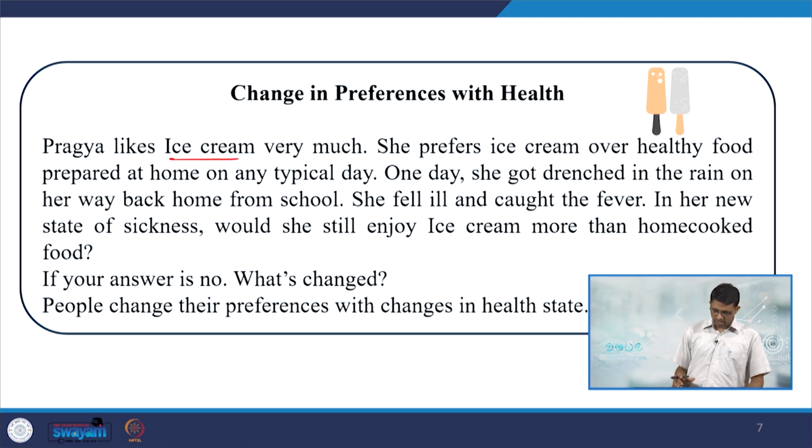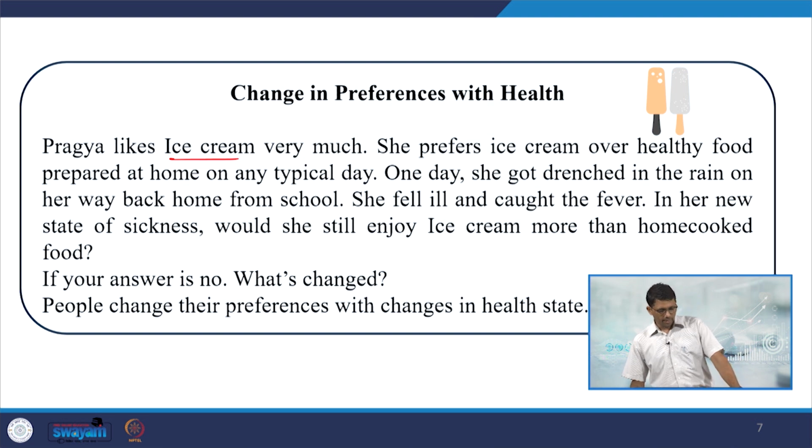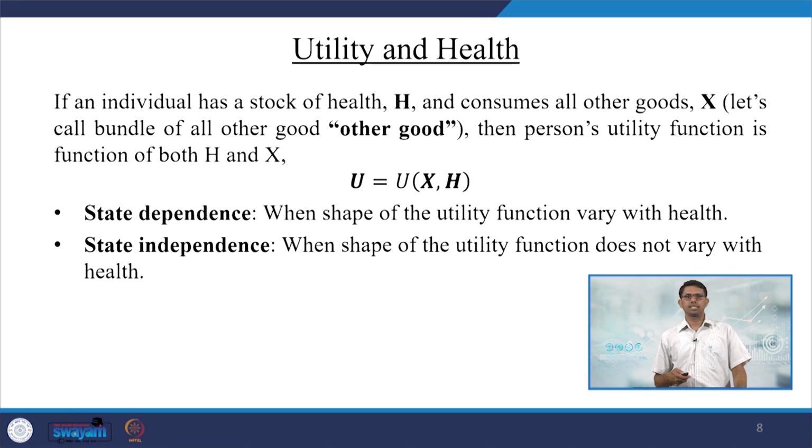We are basically comparing ice cream with home based or home cooked food, which is considered to be relatively healthy. Okay? If your answer is no, then what has actually changed? People change their preferences, of course, with the change in the state of health. Therefore, our next explanation will be health state dependence, which we will clarify one by one.